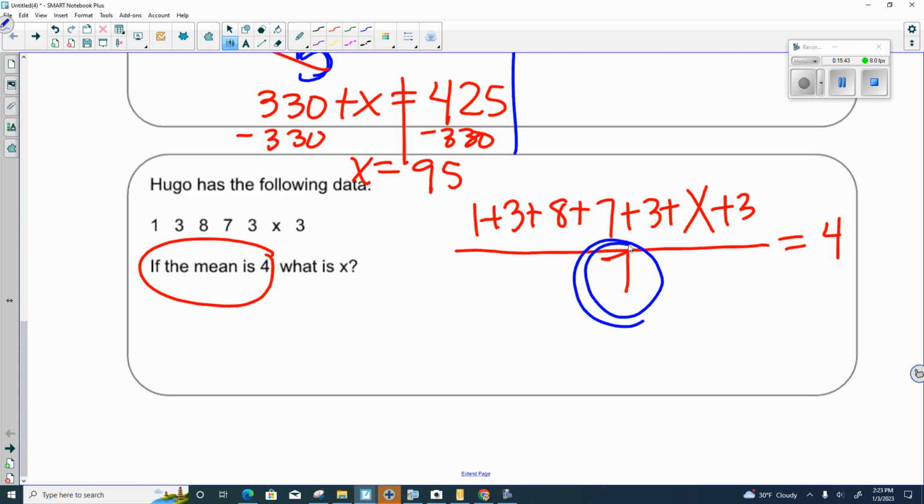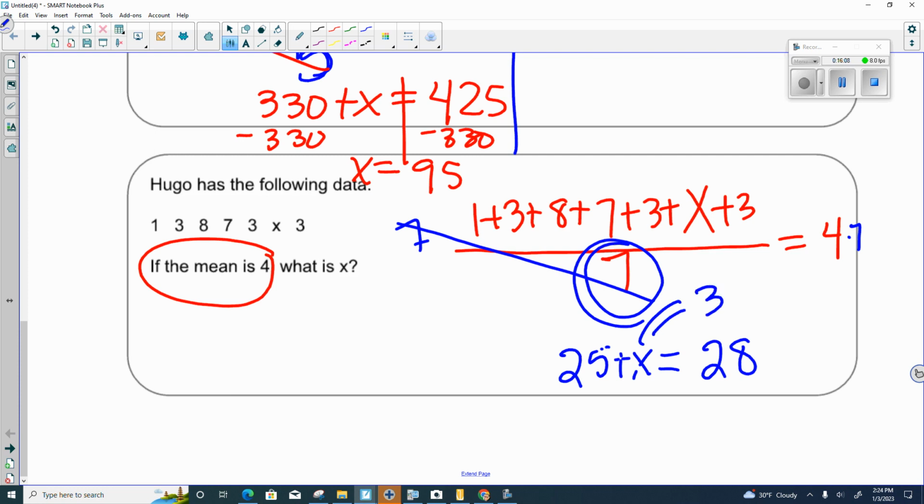Max, what do I do first from here? There's two things you could do. Yes. And I'm kind of going to do two steps at once because I am not rewriting that. So what did y'all get here? And so we need 3 more. We need 3 more to get to that mean.